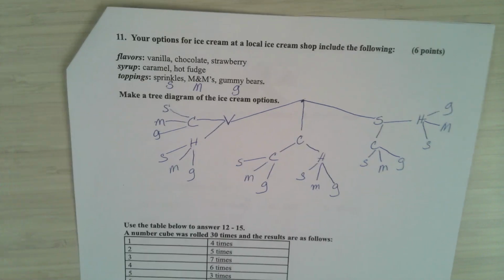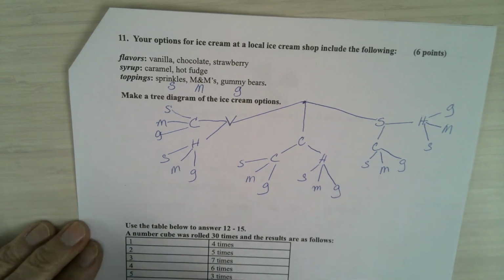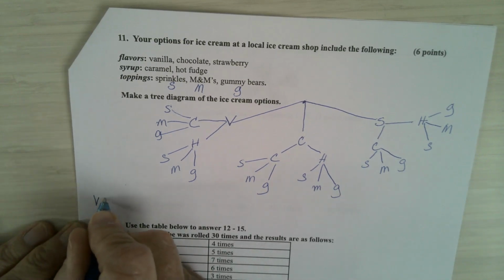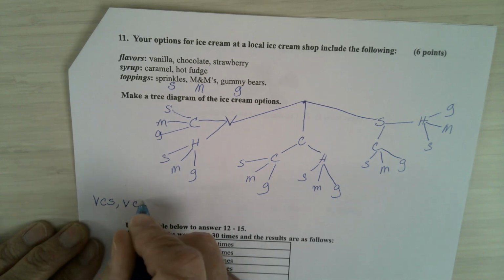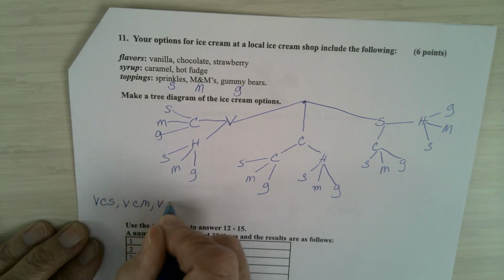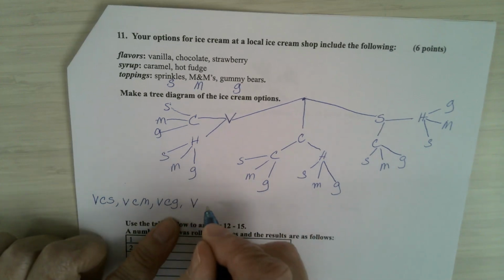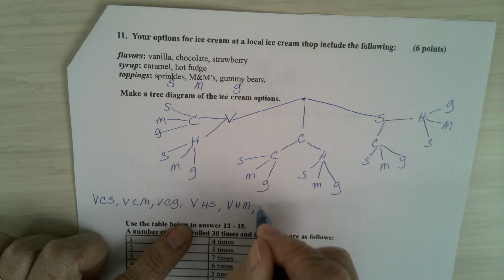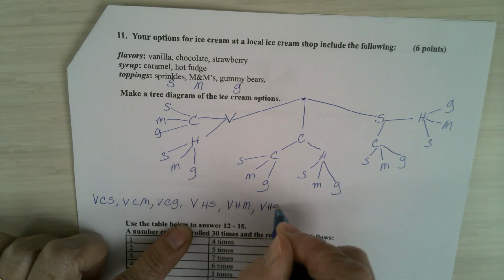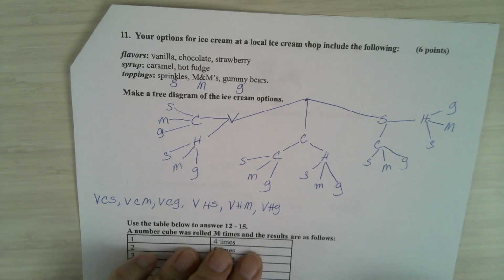So if I had to list my sample space, let's do a sample space with this one. It would be vanilla chocolate sprinkles, vanilla chocolate M&Ms, vanilla chocolate gummy bears. Then I would have vanilla hot fudge sprinkles, vanilla hot fudge M&Ms, vanilla hot fudge gummy bears. Write these down. I know you don't have them because I just created this problem.